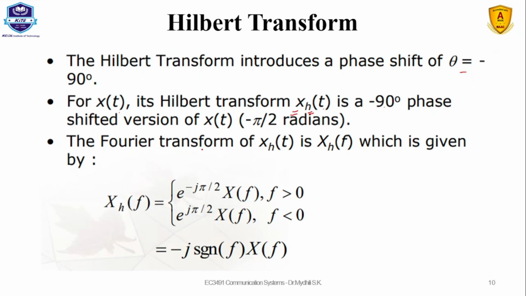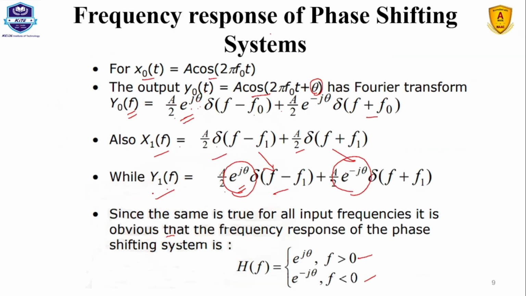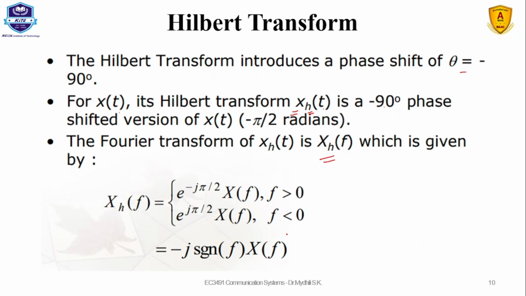So the Fourier transform of x h of t, that is x h of f, is given by the same frequency term. Here instead we are going to represent it in terms of the Fourier transform: x h of f is e power minus j pi by 2 times x of f for frequency greater than 0, and e power j pi by 2 times x of f for frequency less than 0, which is nothing but the signum function.